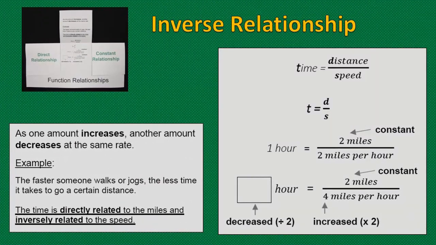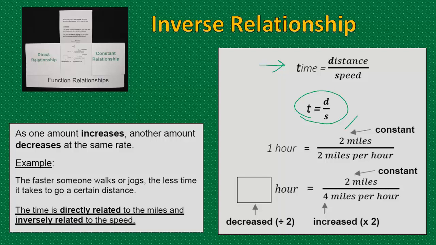In an inverse relationship, as one amount increases, another amount decreases at the same rate. Example: the faster someone walks or jogs, the less time it takes to go a certain distance. The time is directly related to the miles and inversely related to the speed. We can write this equation as time is equal to distance divided by speed, and we can shorten it to T is equal to D over S.